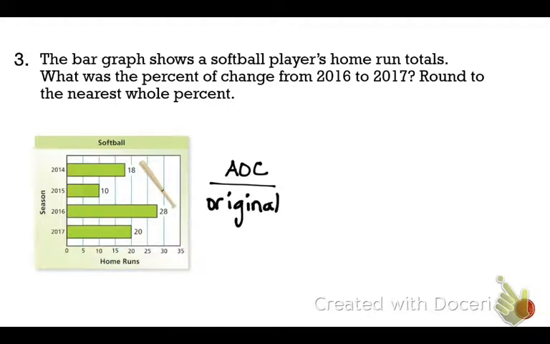Brayden, how do I find the amount of change from the year 2016 to 2017? Very good. We take our bigger number 28 and subtract it by the smaller number 20. Noah, what was the original amount in 2016? Very good. They made 28 home runs. Angeline, what should I write next? Very good. 8 over 28. And Talila, what would that be as a decimal?